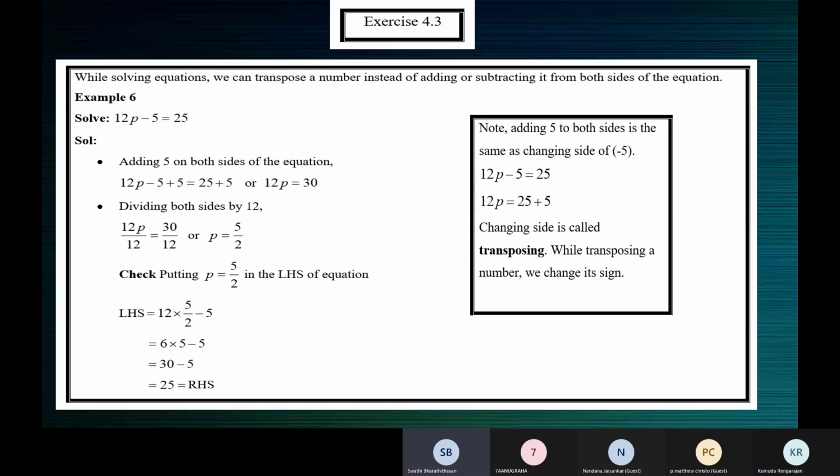Ma'am, p is equal to 5 by 2. Correct. But what is 5 by 2 for this equation? What is 5 by 2 for this equation? How is 5 by 2 related to this equation?